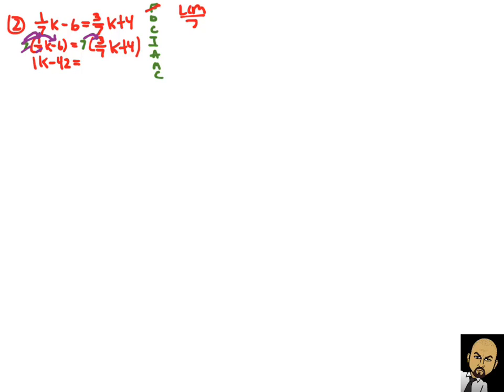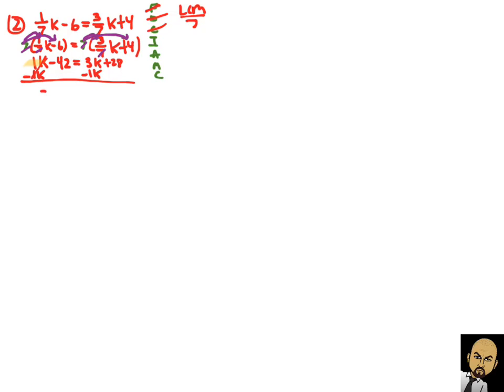Now we go on to the other side. We have 7 times 3/7, well, the 7's cancel out, and you end up with 3k. And then 7 times 4 is positive 28. No distributive property, no collect like terms. Isolate the variable terms. Well, the smallest is positive 1k.